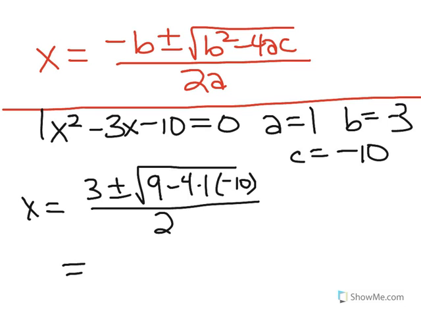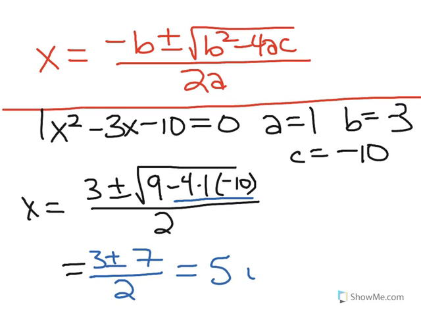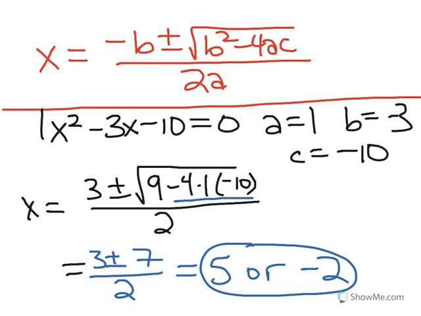Evaluate the expression under the radical first. Negative 4 times 1 is negative 4, times negative 10 is positive 40. 9 plus 40 is 49, and the square root of 49 is 7. So we have 3 plus or minus 7 all over 2. Now, 3 plus 7 is 10. 10 divided by 2 is 5. 3 minus 7 is negative 4. Divided by 2 is negative 2. So our answer is 5 or negative 2. Remember again not to use the word and.